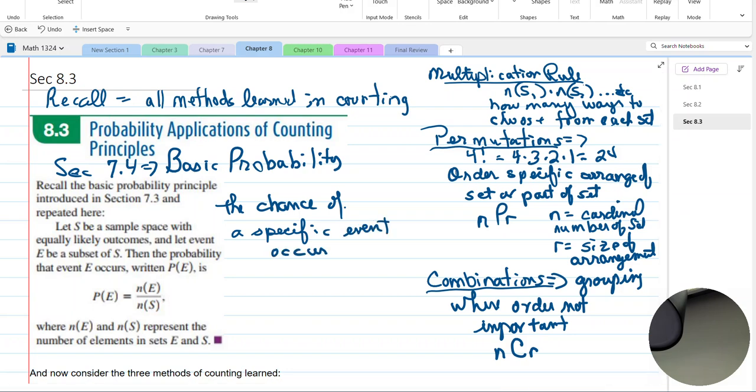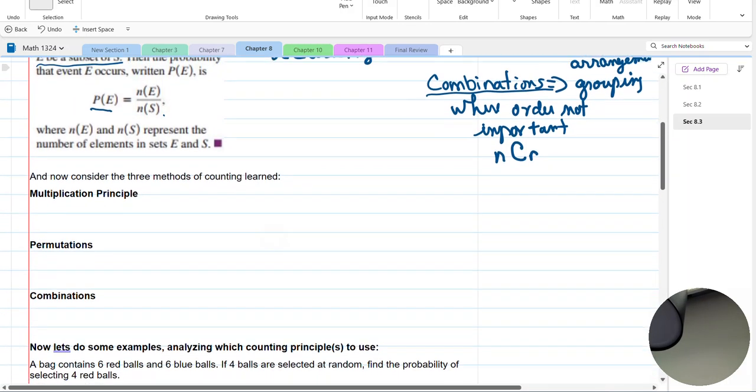So I got this from the book. It says, recall the basic probability principle in section 7.3. We also covered that one, and repeat it here. Let S be the sample space with equally likely outcomes, and let E be the event, a subset of S. Then the probability of the event occurring is written as P of E, and it is the cardinality of the event over the cardinality of the sample space.